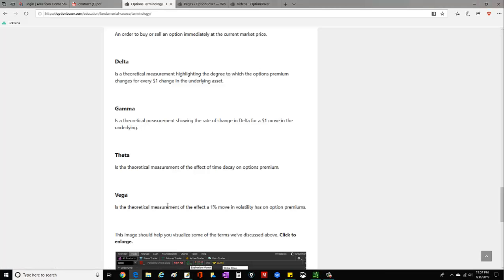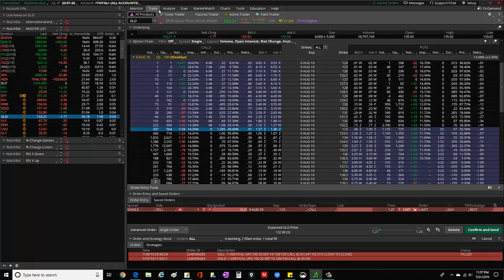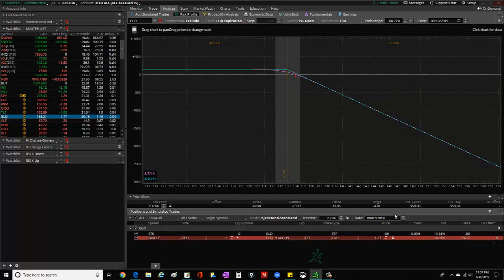And then vega is the theoretical measurement of the effect of a 1% move in volatility. So volatility, let's pull that same contract back up. So vega, you can see, is minus 4.81. So basically what this is telling you is you want a negative move in vega. You want vega, so you can look at the VIX.